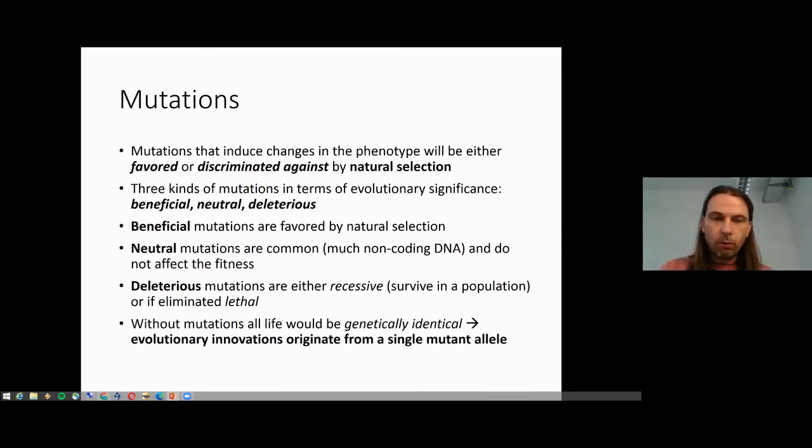So without mutations, all forms of life on this planet would be genetically identical. This is so important to understand why there are different forms of life, because otherwise they would carry the same genetic code. Every evolutionary so-called innovation originates from a single mutant allele. So think about all the diversity in form and color and life forms, it goes back to these mutations. So you can also envision that it takes a tremendously long amount of time to build diversity, because it's a slow process.